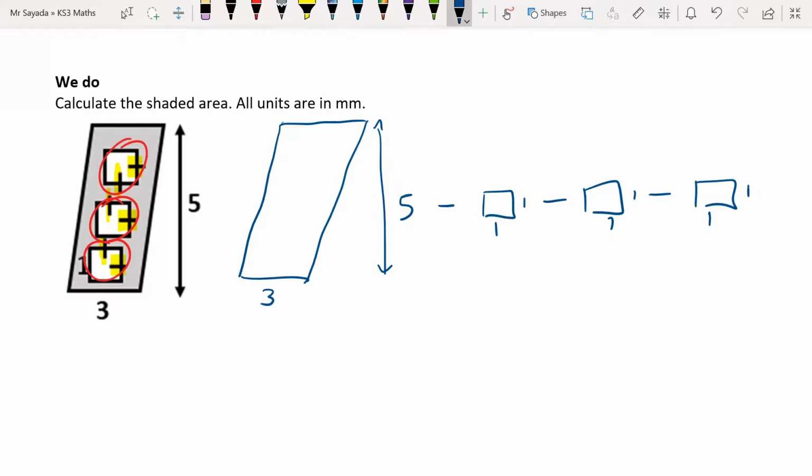So what's the area of this parallelogram? Say your answer to the video. You should have said 5 times 3, which is 15 millimeters squared, because all units are in millimeters.